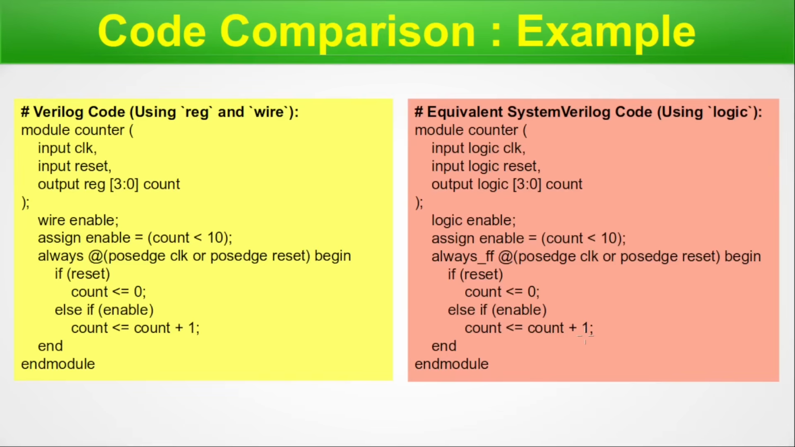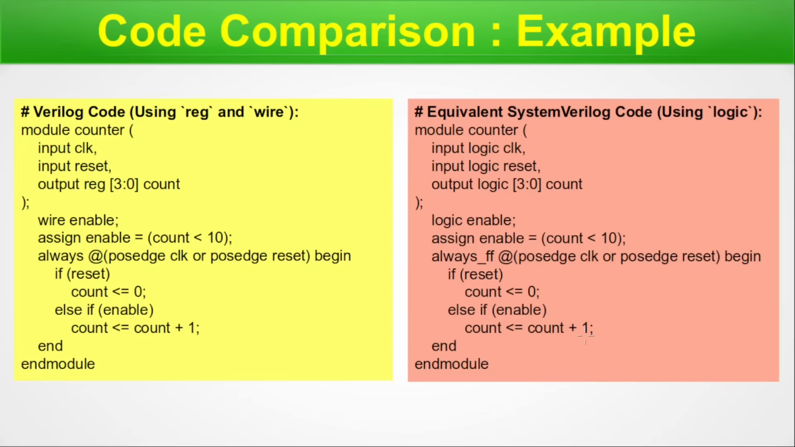It's very simple. On the left we have a typical Verilog code example that uses reg and wire. As you can see, the count signal is defined as reg and enable as wire, which requires a continuous assignment. The always block checks for the clock edges and resets the counter. On the right, see the equivalent SystemVerilog code.